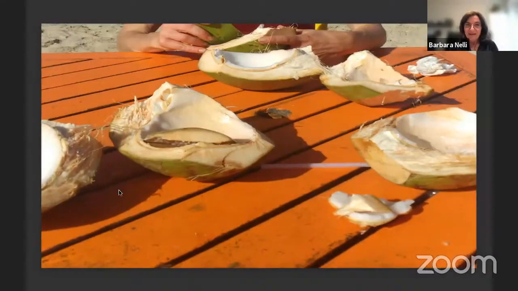That is one of my favorite pictures that I took by myself in Rio some years ago. And you all know that this is the typical way of eating coconut there. So I hope to come back soon to be able to do it again.